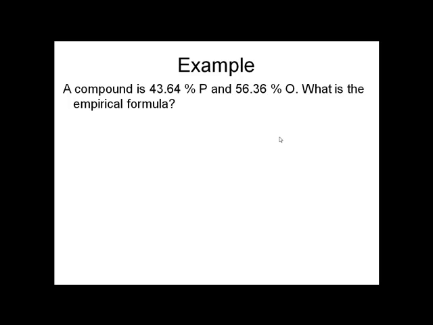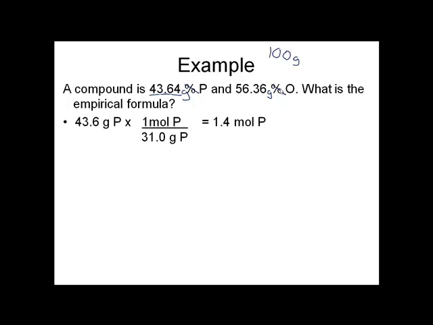Here they didn't give us grams, but instead what we're going to do is assume we start with 100 grams of this substance. If we start with 100 grams of the substance, and we know that 43.64% of it is phosphorus, we're basically just getting rid of the percent and turning it into grams. Now we can do just like we have been with empirical formula. We can take our grams and convert them into moles. So we do that for both phosphorus and oxygen.